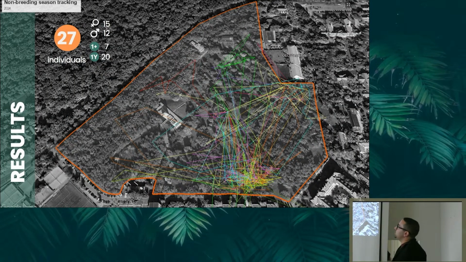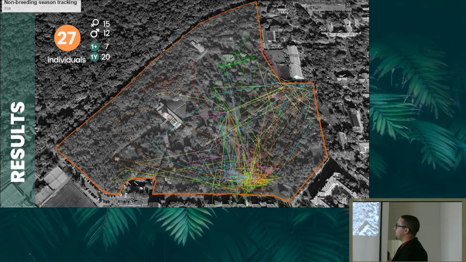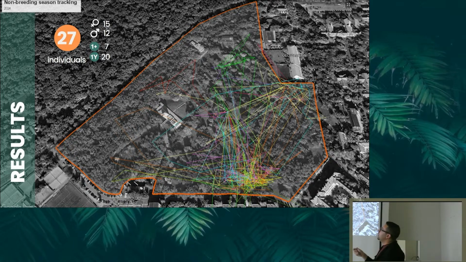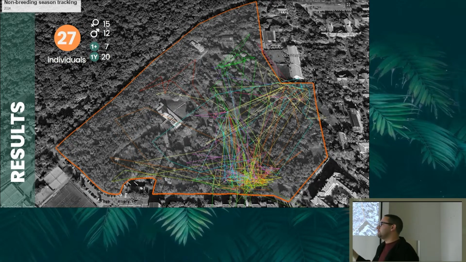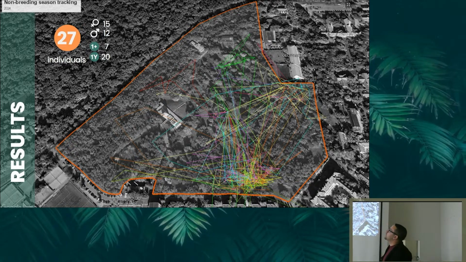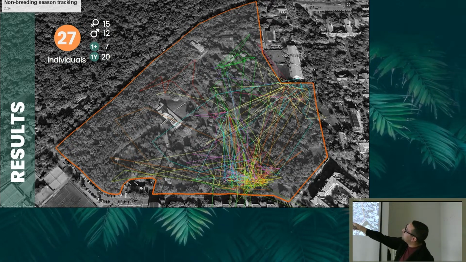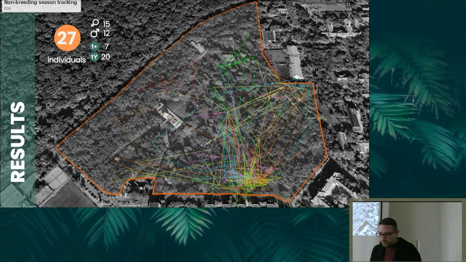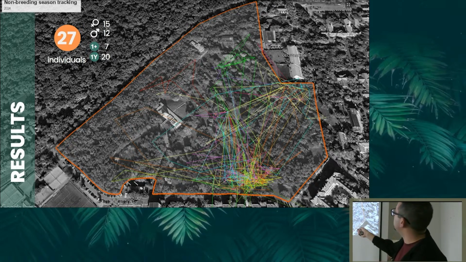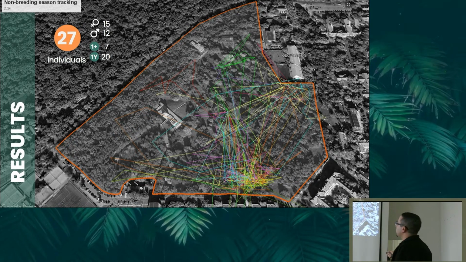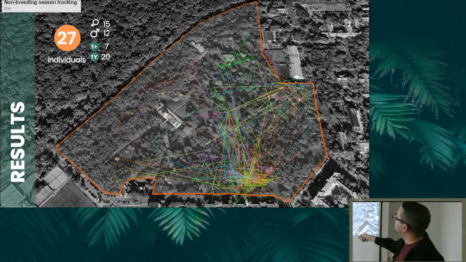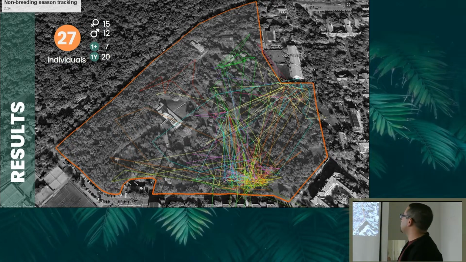Okay, and in the results, we managed to track 27 individuals: 15 females, 12 males, 7 we call 1-pluses, which are older birds, and 20 birds that were 1 year or younger. So those were 7 older, 20 younger. And as you can see here in the map, maybe it's not so visible, this is our study site. This is the botanical garden of the university. Each of these color lines represents the movements of the individual blackbirds.